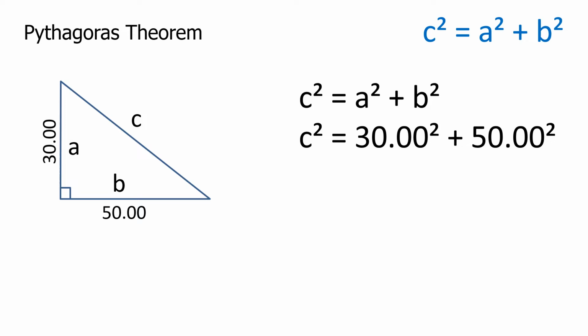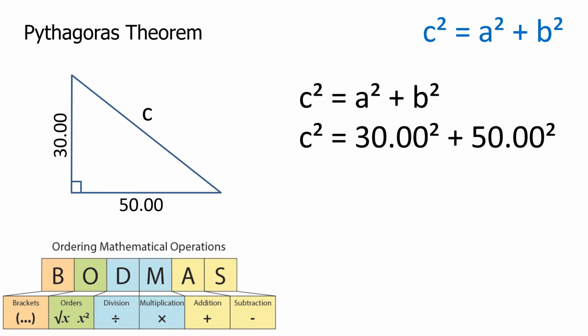Let's do an example. Let's solve for c. Remember, c is the longest length of our triangle, which is the hypotenuse. Let's populate our formula. So c squared equals a squared, which is 30 squared, plus 50 squared, which is b. Remember our order of operations, orders before division and multiplication, and all of those before addition and subtraction. So we have some squares, so the squares have to be solved first.